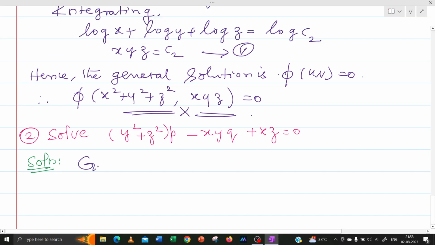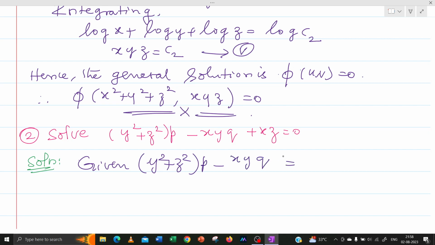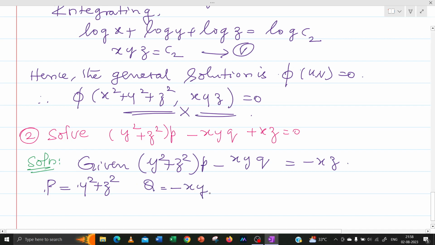What is the given equation you have to write? (y square plus z square) into p minus xy cube. That is, you have to write on the right hand side minus xz. So what is p here? P is y square plus z square. Q is minus xy. R is minus xz. The Lagrange subsidiary equations are.